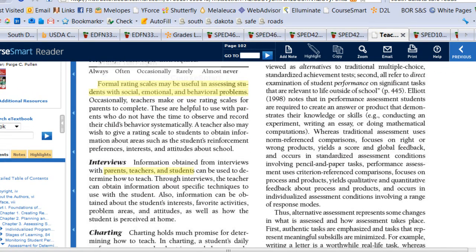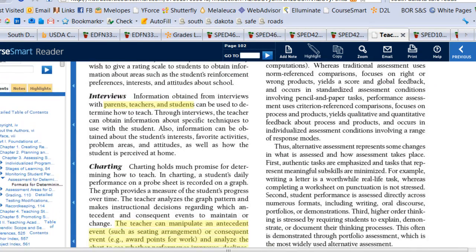Here's another thing for determining how to teach. You may do interviews. Parents, teachers, students can be used to determine how to teach. Teachers can obtain information about specific techniques for use with the student, or students' interests, favorite activities, problem areas, attitudes, as well as how the student is perceived at home. Interview those.